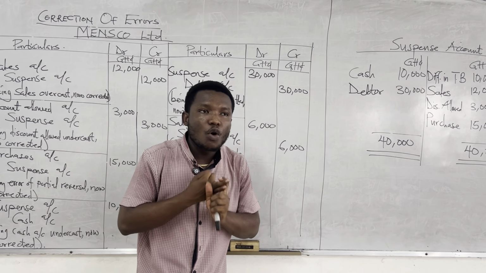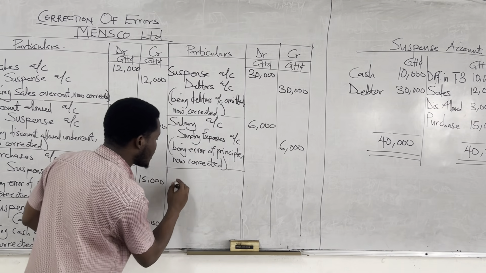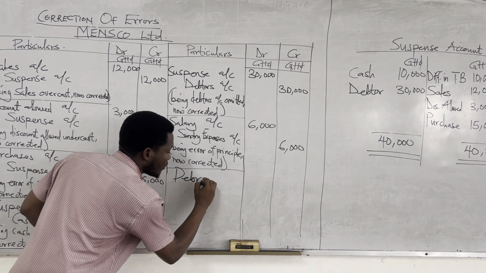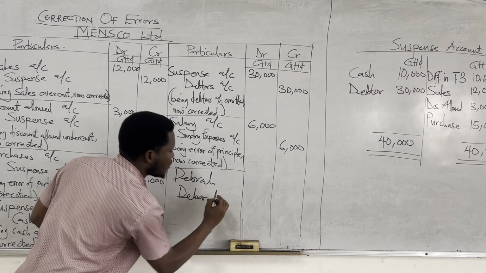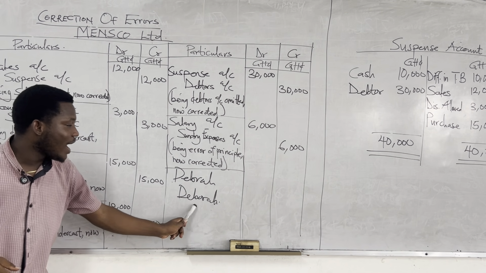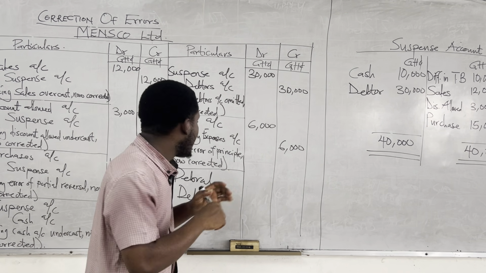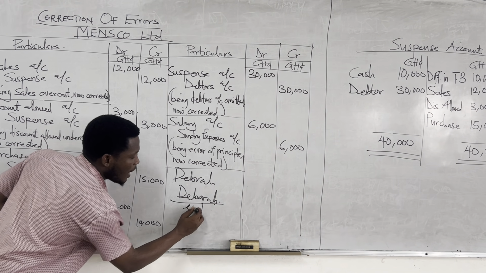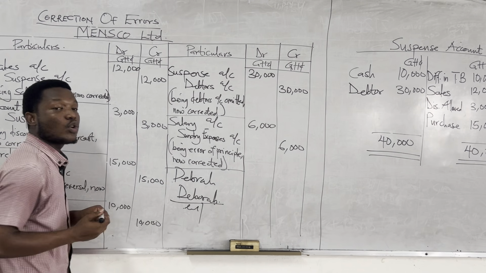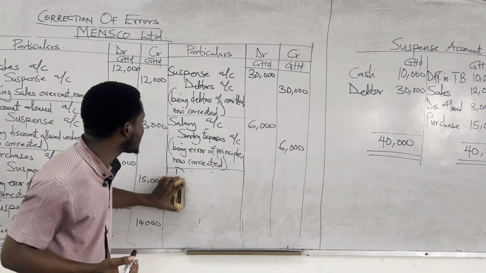Error of commission. Commission means because of name similarities. So let's say we have Deborah and Deborah. So me recording a transaction for one Deborah, then I ended up recording it for the other Deborah. That's error of commission. And if I was supposed to debit one Deborah's account, I'll end up debiting the other Deborah's account. So it's at the debit side. So it means error of commission. That's the name similarities.